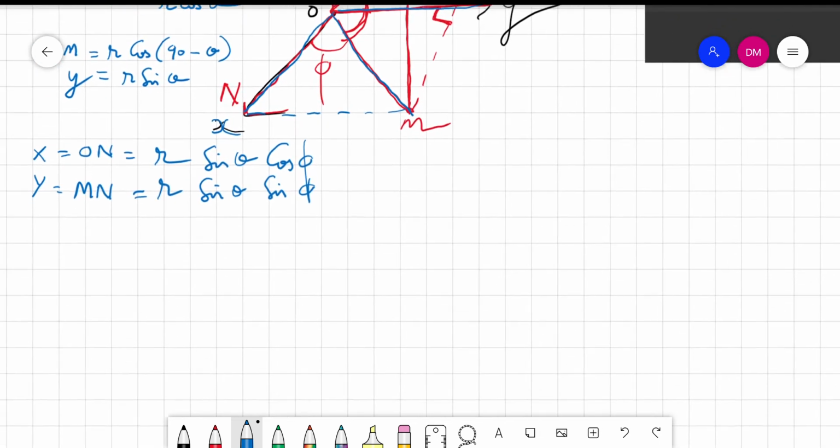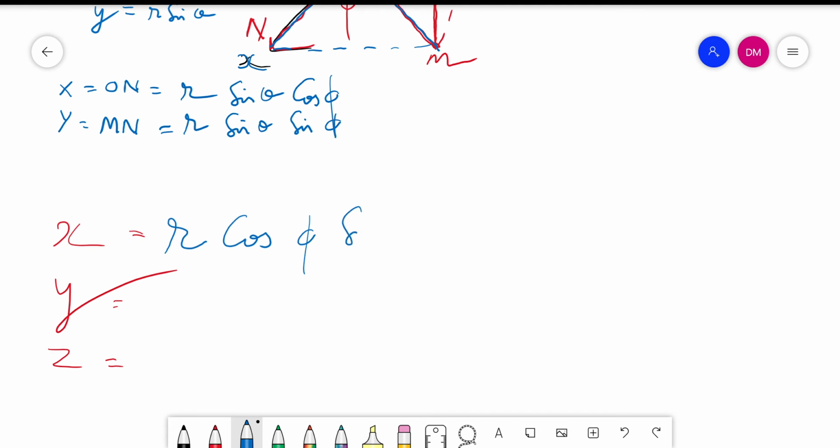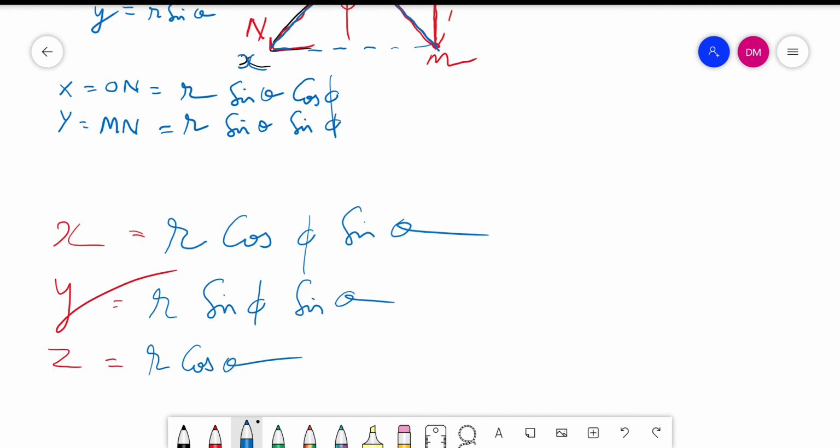So what we got: X, Y and Z. Sorry, X can be written as R cos phi sin theta, Y can be written as R sin phi sin theta, and Z can be written simply as R cos theta. Got it? So X is R cos phi sin theta, Y is R sin phi sin theta, Z is R cos theta. Simple.